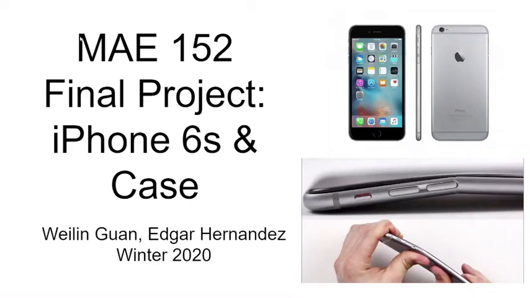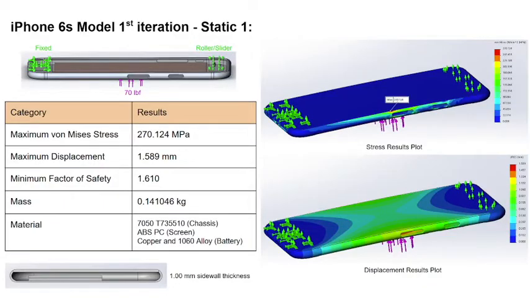Hi everyone, this is our MAE 152 project analyzing the iPhone 6s and the case. The iPhone 6s frame structure comprises a chassis made from 7050 series aluminum alloy, a screen made from ABS polycarbonate, and a battery consists of copper and 1060 aluminum alloy layers.